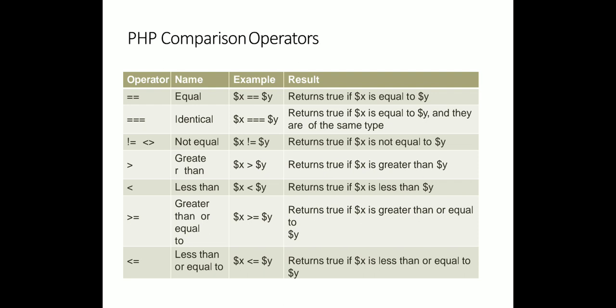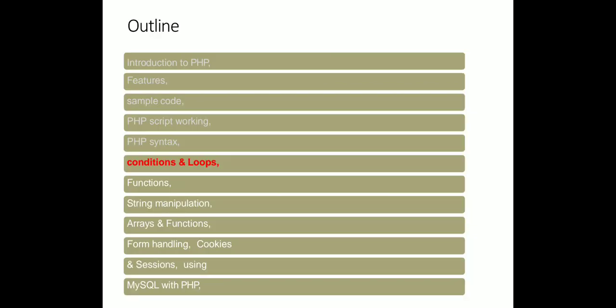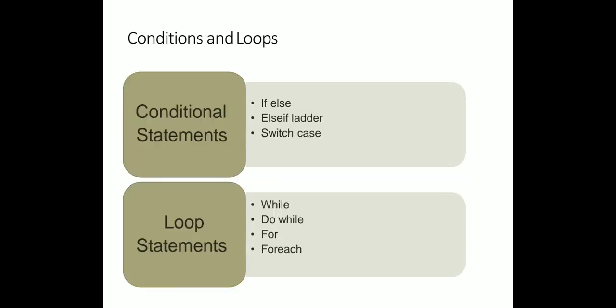Then for not equal to, the exclamation mark and equals symbol returns true if $x is not equal to $y. The greater than and less than symbols are the same as used in other languages, as well as greater than or equal to and less than or equal to. These are the same as what you are already using in languages like C++. So the next part is conditions and loops.